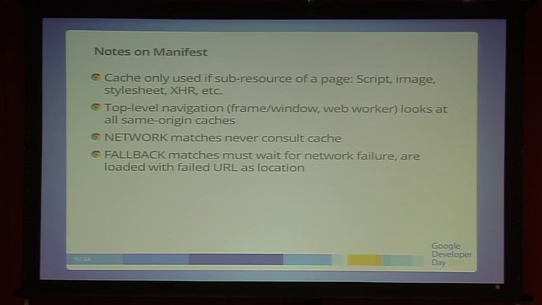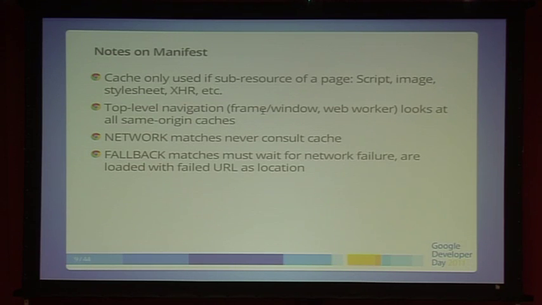The manifest only works for sub-resources of the page. So you need to have a script or an image or a style sheet or an XMLHttpRequest from the site to the server to get something cached. So you need to load it manually first to get it cached. When you have frames and windows, they look in the caches for the same origin.